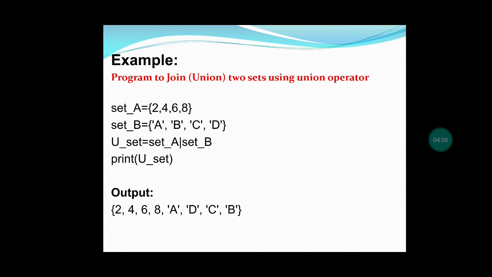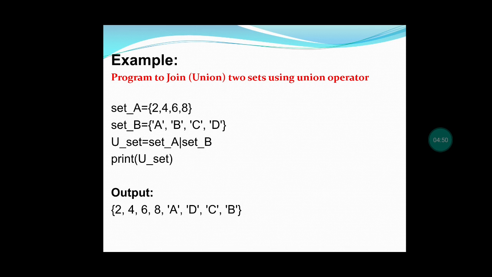Let us see the example for joining two sets using the union operator. Set A equal to 2, 4, 6, 8 has been given, and set B equal to A, B, C, D has been given. Now we are going to join the two sets. U set equal to set A, union operator, set B. Then we are printing. Set A and set B are joined together, and finally we are getting the answer as 2, 4, 6, 8, A, D, C, B. So the two sets are joined together by using the union operator.